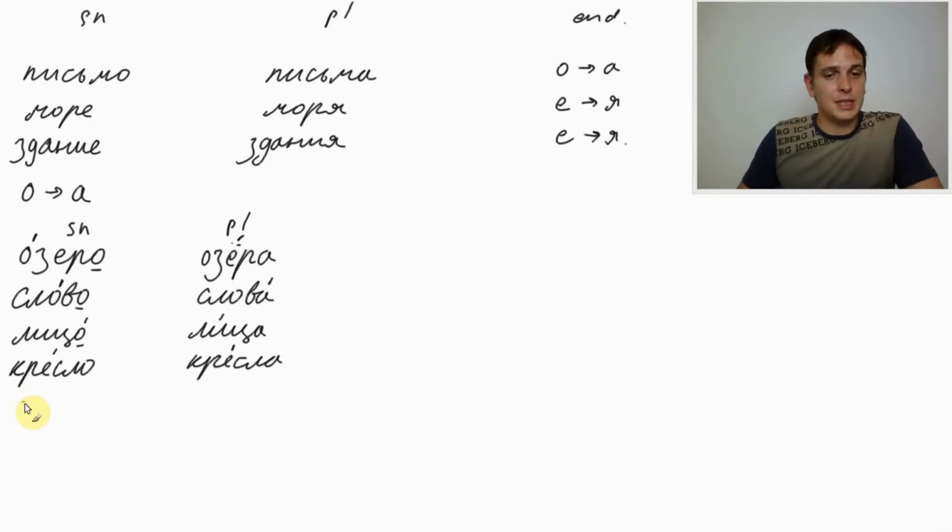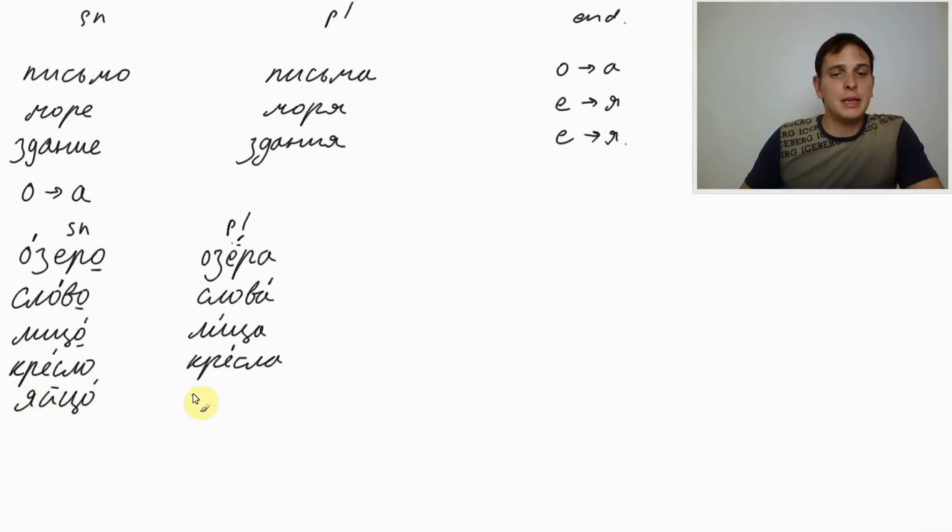Now, яйцо is egg. Яйцо is egg. Emphasis falls on o. Яйцо. And the plural would be яйца.